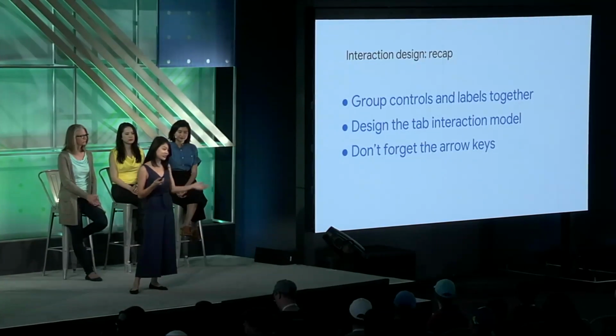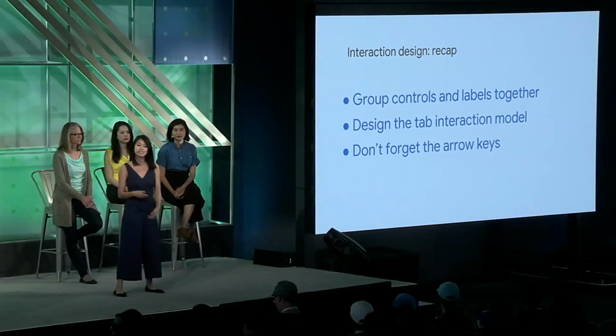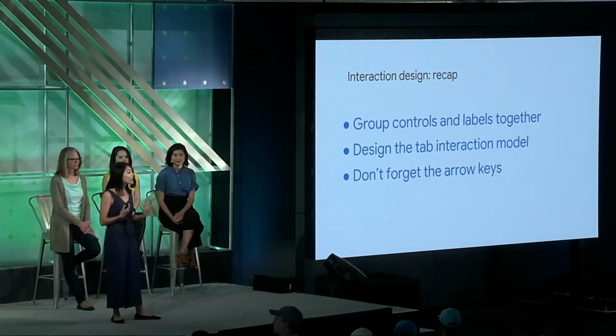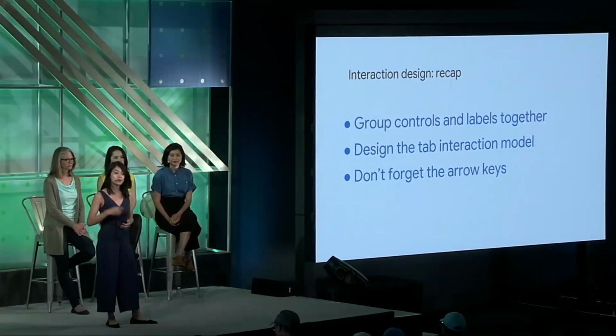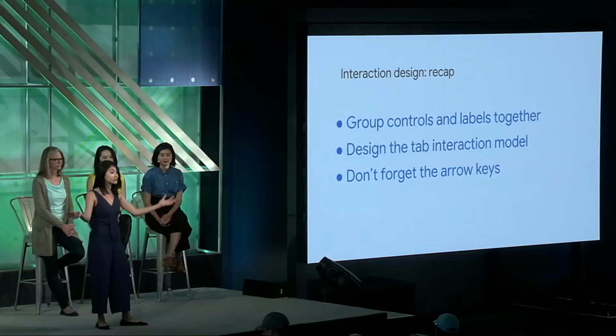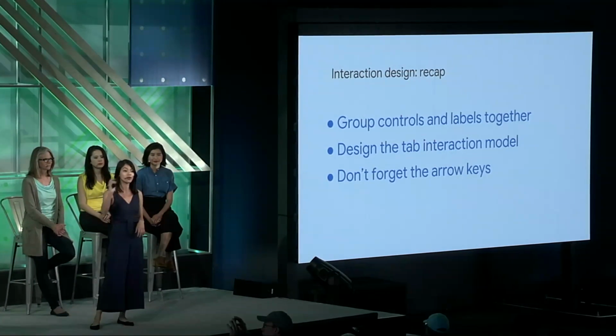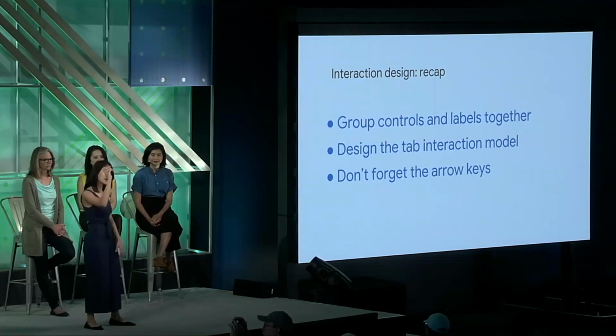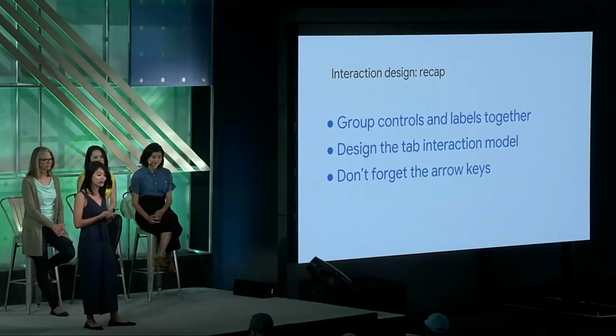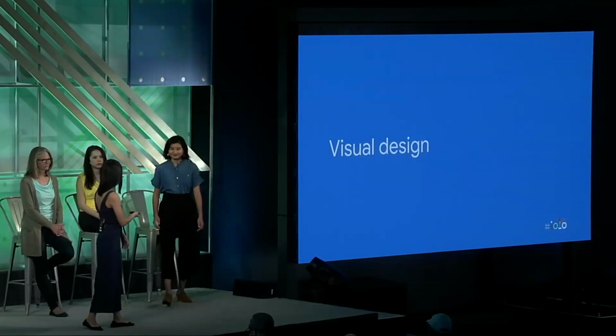Here are some things you can do to make your app more accessible in terms of interaction design. Group your content and your controls together. Design your tab interaction model. And don't forget the arrow navigation as well. Now, on to Bethany to talk about visual design.